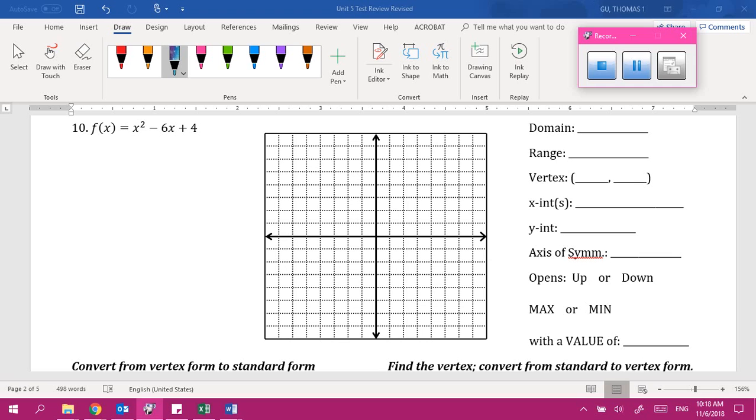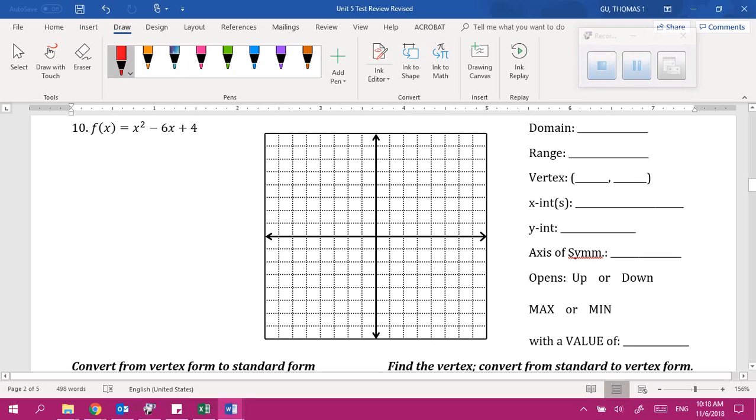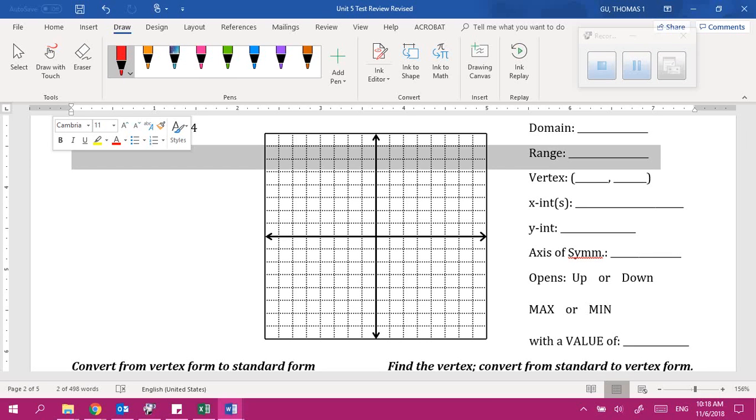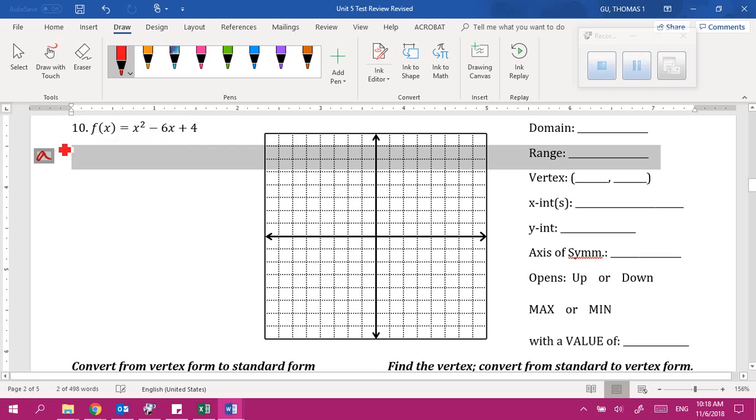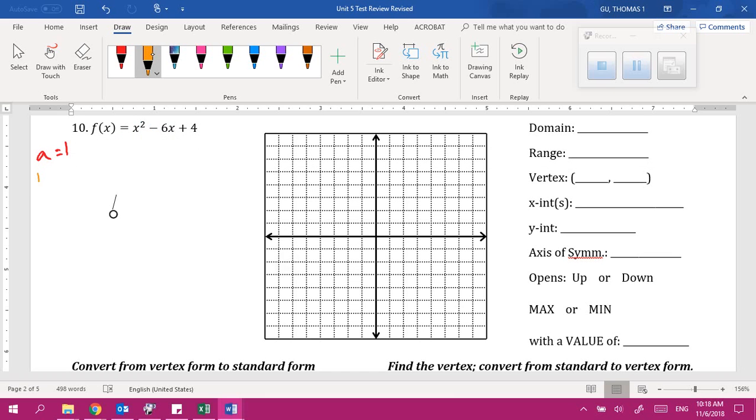So what are the three things I should identify right off the bat? A, B, and C. What is A? 1. Okay, A is 1, B is -6, and C is 4. That's right. Okay, so remember, we need to find the vertex and the y-intercept.